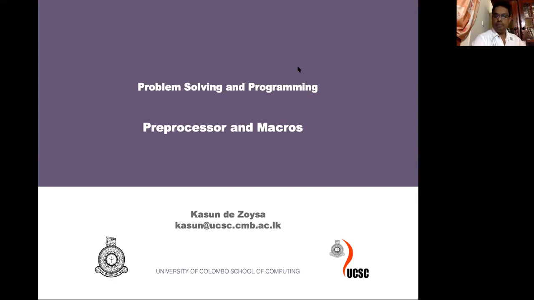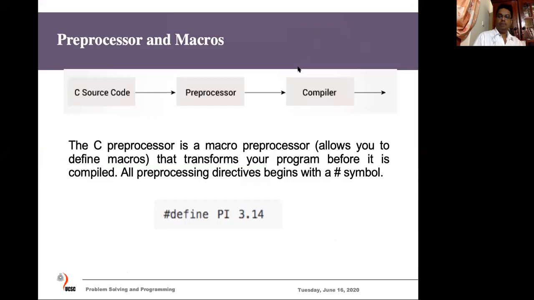Preprocessors and macros. In this session, we're going to learn about C preprocessors and macros, and how to use them in problem solving. When you have C source code and you want to compile it, first it has to go through what is called the preprocessor. After this stage, it moves on to compilation.